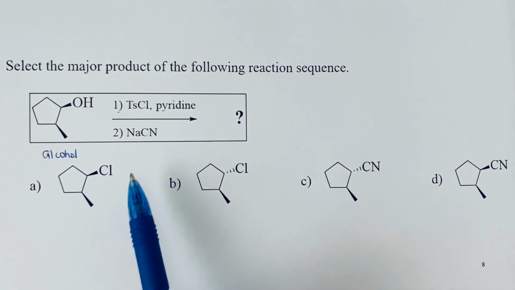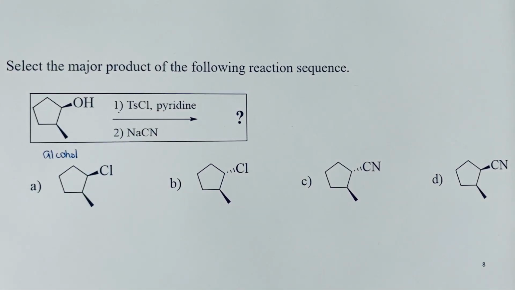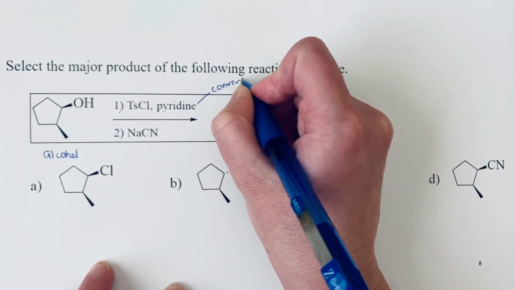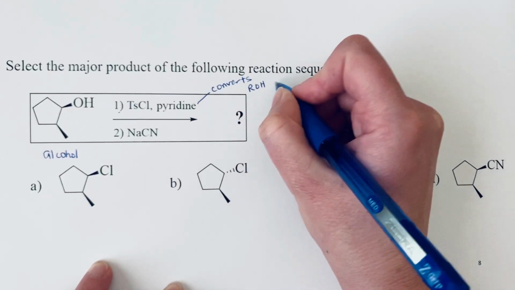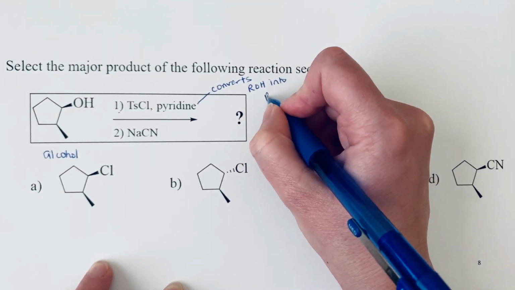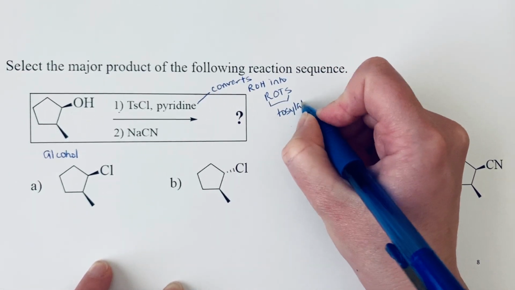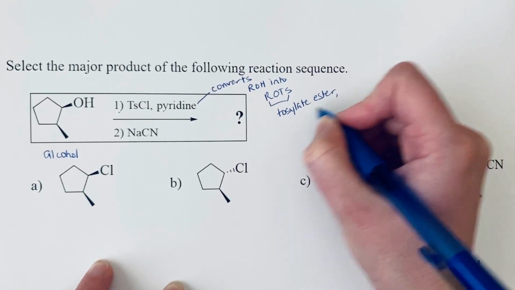So alcohols can undergo substitution and elimination reactions, provided we have a way to transfer them into a good leaving group. The alcohol itself is a very poor leaving group. It would have to leave as a hydroxide ion. So what we're doing in the first step is taking the alcohol and converting it into a good leaving group. So this converts your alcohol into a tosylate ester, which has a good leaving group.